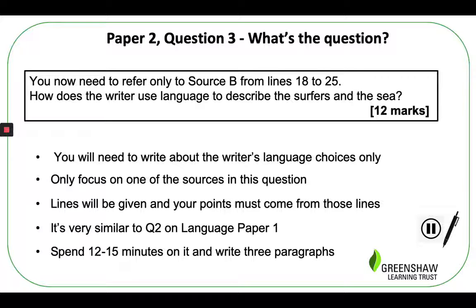It's very similar to question 2 on Language Paper 1. And you spend 12 to 15 minutes on it and write 3 paragraphs. In fact, when I say it's very similar, it's virtually identical. Same mark scheme, same principle. The only difference is, in Paper 1, you have the extract printed for you in the question paper. In this one, you've got to find the line numbers yourself and draw a box around them.